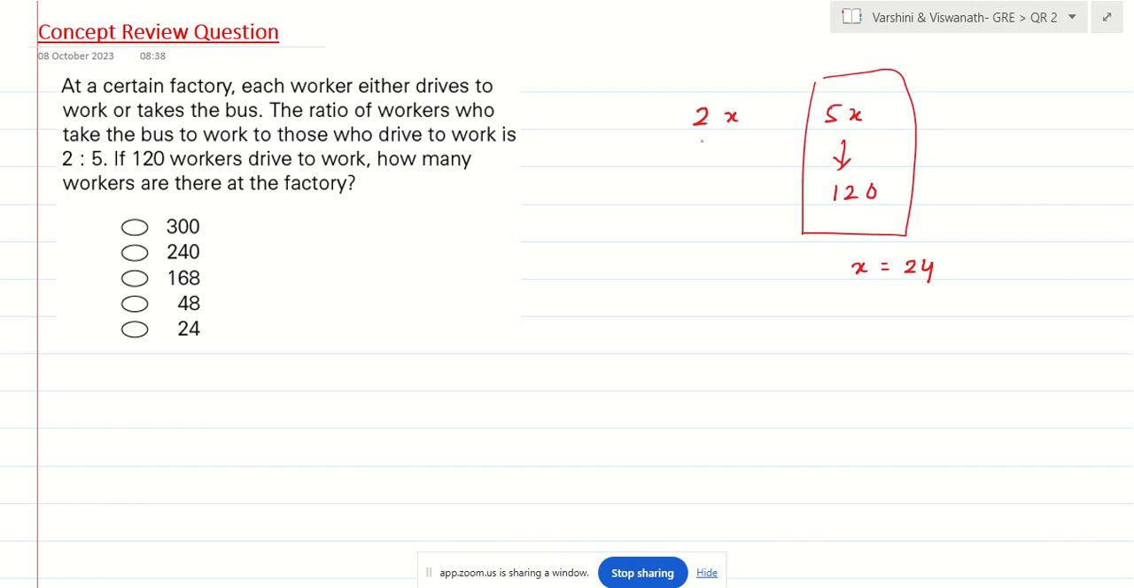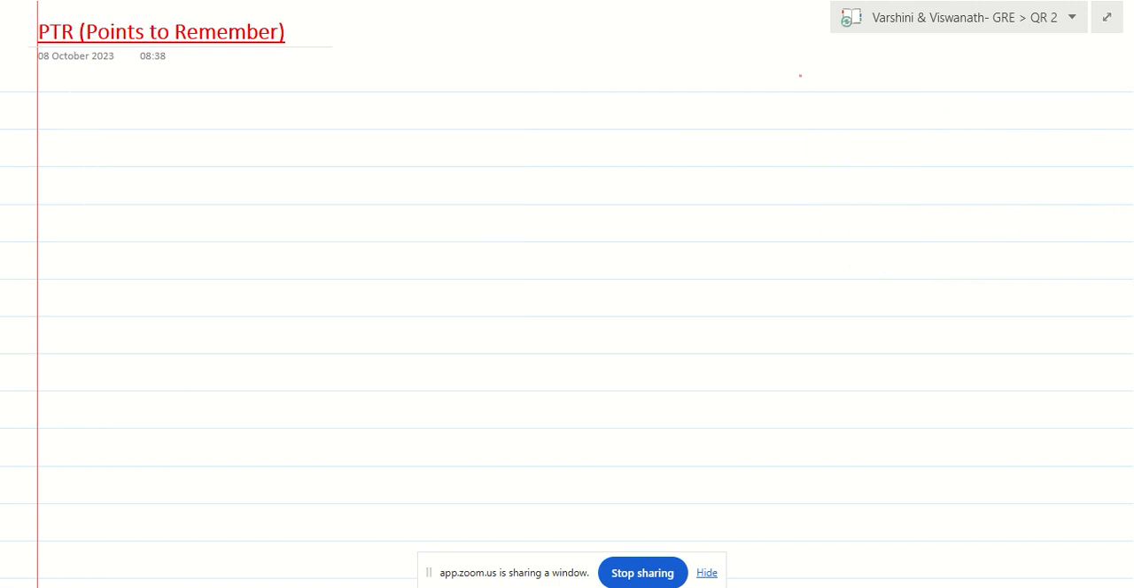Plug in 24 here. But what is the question? How many workers all together? So how many all together? 7x. Correct? I know the x value, so 7 into 24, which is 168. Good.